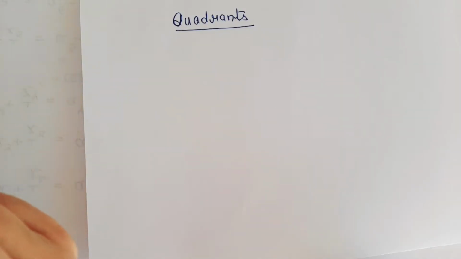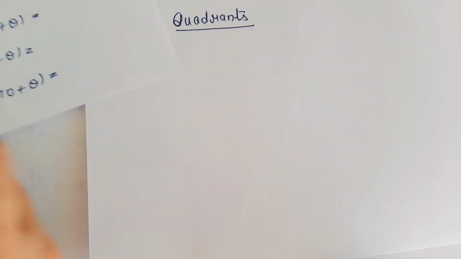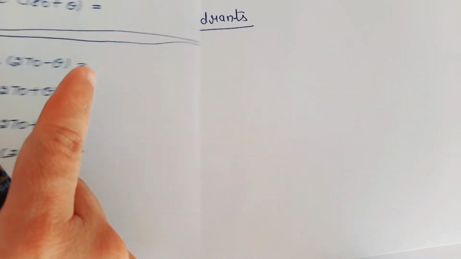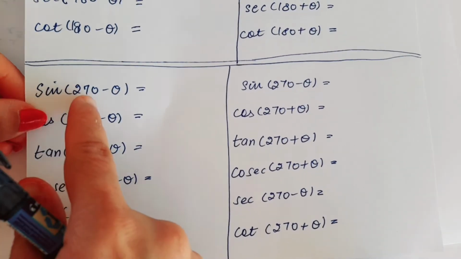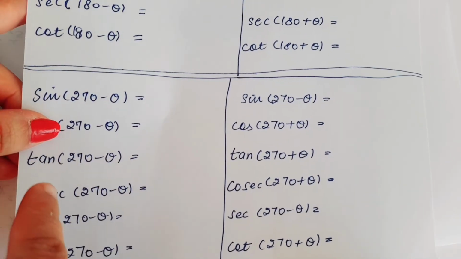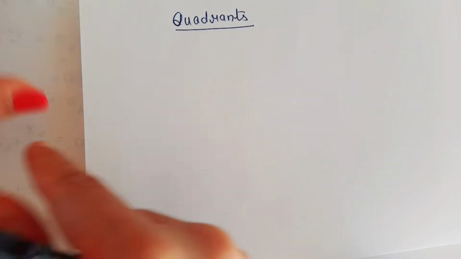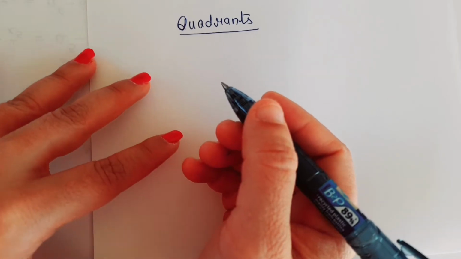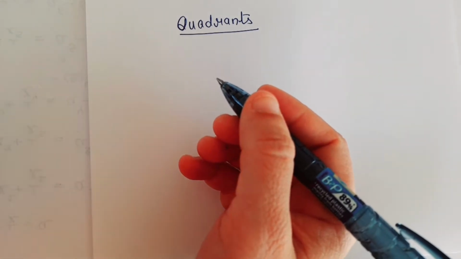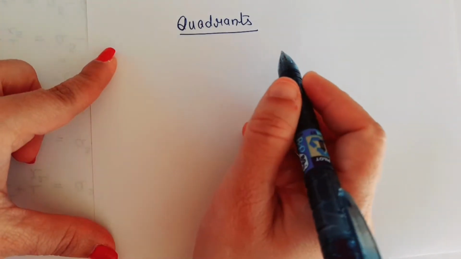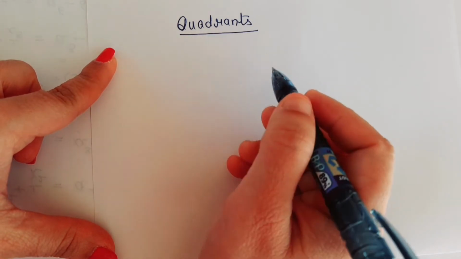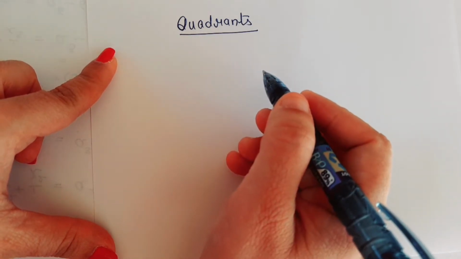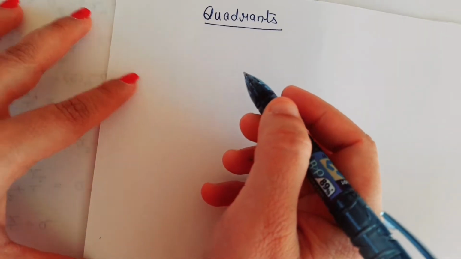Hello. So this is going to be a very important video of trigonometry in which we will learn about quadrants. We will learn how we can find these values, sine 90 plus theta, and how we can change them. Where do we use these formulas, and how do we find these formulas? What is the trick, and what are quadrants? Which ratios are positive and which ratios are negative? So many things we are going to discuss in this video.